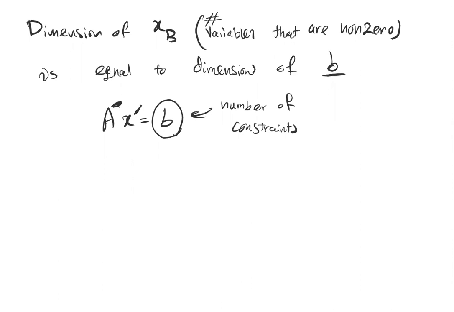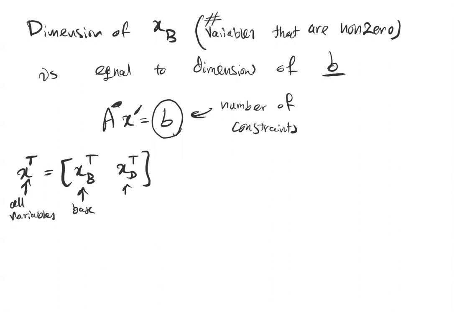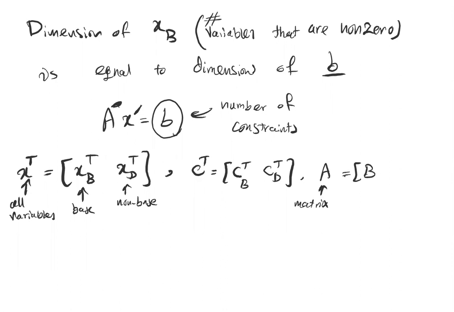All right, I'm dividing the vector of variables. Let's say the vector of variables is x transpose. This is all variables. I'm going to break it into two components, base and non-base. We also have to break the coefficients for these variables in the objective function. So we break c, the vector of coefficients, into C_B transpose and C_D transpose. We also break matrix A, the matrix of coefficients, into coefficients for the base variables and coefficients for non-base variables. Given all these, we are going to transform our original problem.